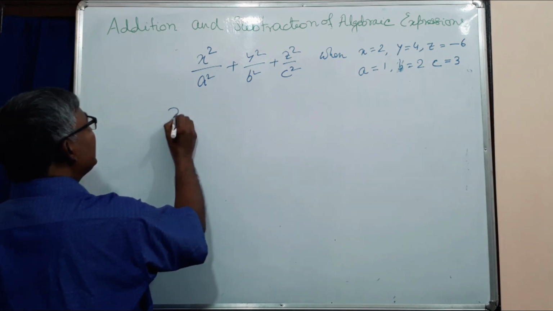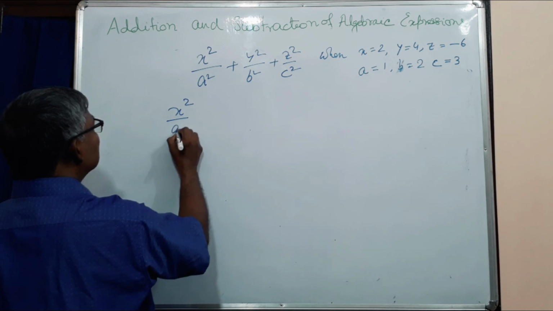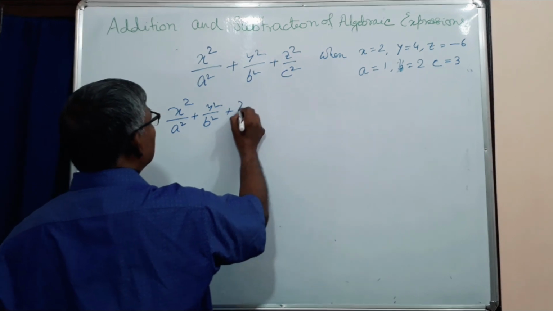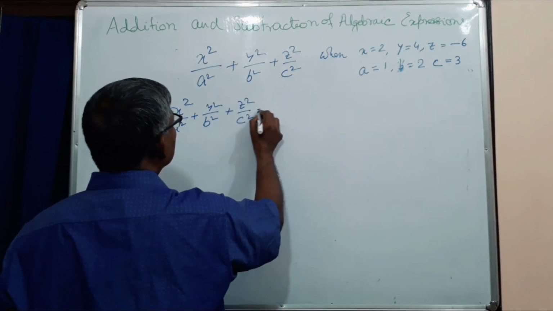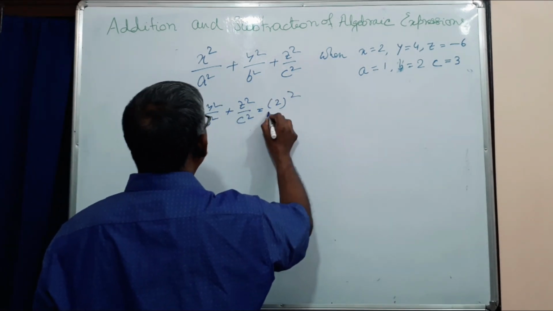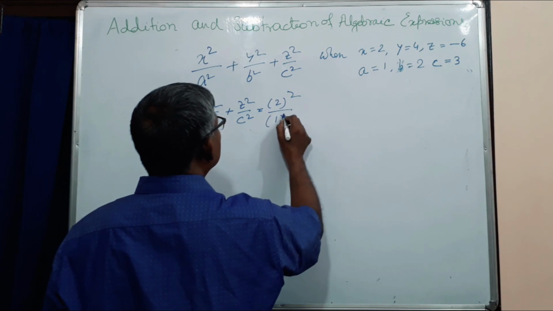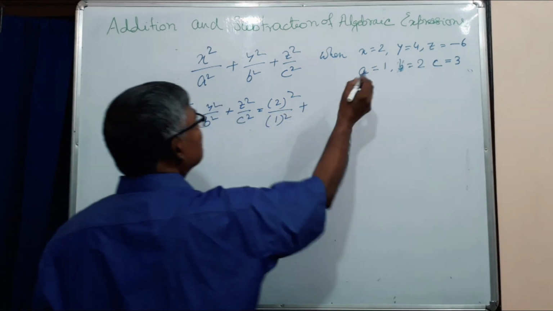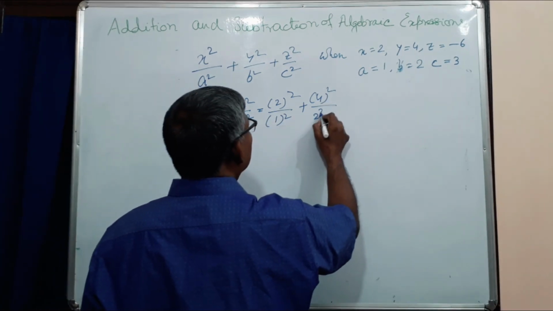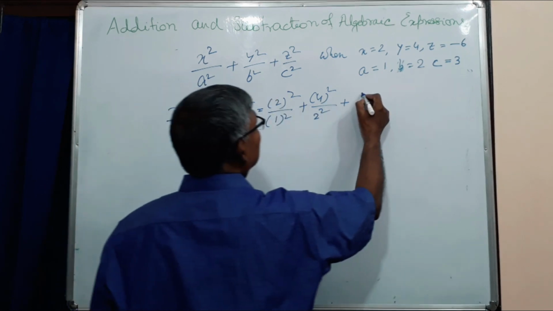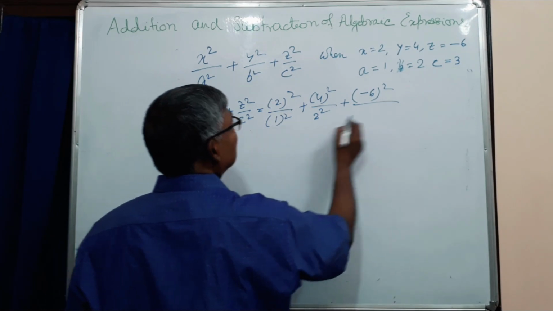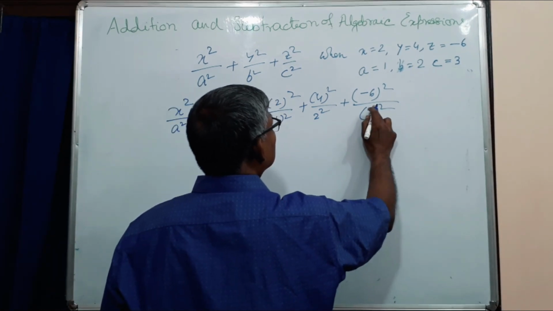Let us write the expression x square by a square plus y square by b square plus z square by c square. Here put the value of x, that is 2 square by a square means 1 square, plus y square means 4 square by b square means 2 square, plus z square means minus 6 whole square by c square means minus 3 whole square.